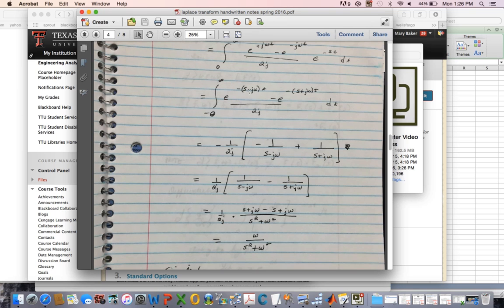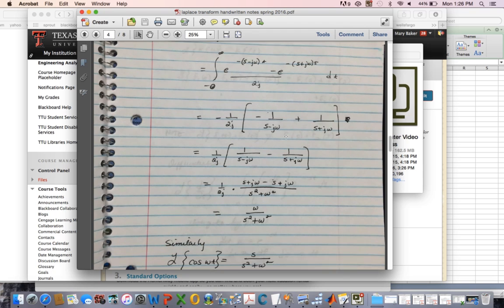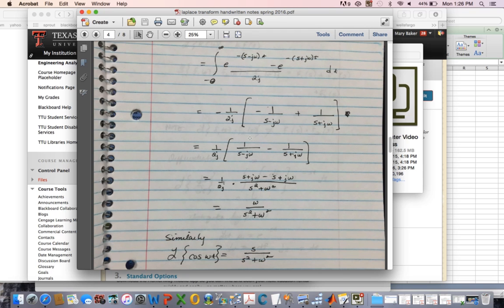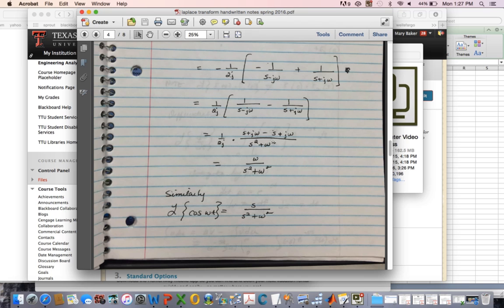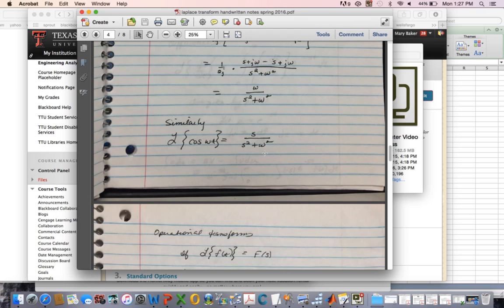Integrating and evaluating at the limits from 0 to infinity, we get the following expression. And then if we find a common denominator and combine these two terms, we get this expression here, and the j omegas will add in the numerator to give you 2j omega over 2j. So the j's and the 2 cancel out, the s's cancel out, and this ends up being our expression. You can do the cosine function in exactly the same way.